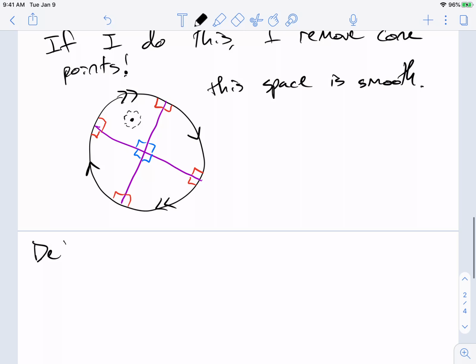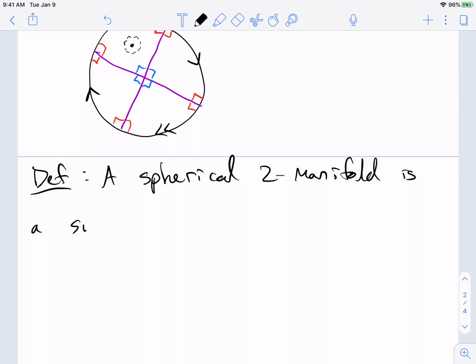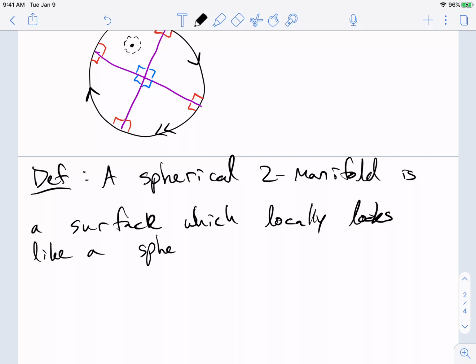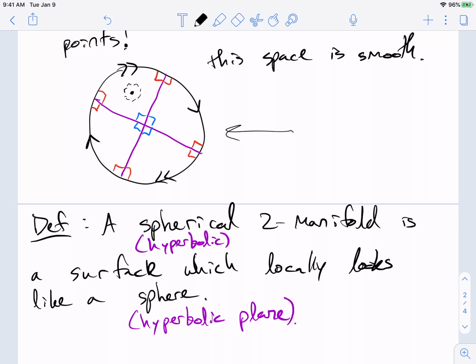And so this leads to a new definition. A spherical 2 manifold is a surface which locally looks like the sphere. And as you can imagine, you can do the same with hyperbolic space. So I could replace spherical with hyperbolic to get another kind of 2 manifold. So there's sort of 3 different categories of surfaces we can look at. Those which locally look like the plane, those which locally look like the sphere, and those which locally look like the hyperbolic plane.